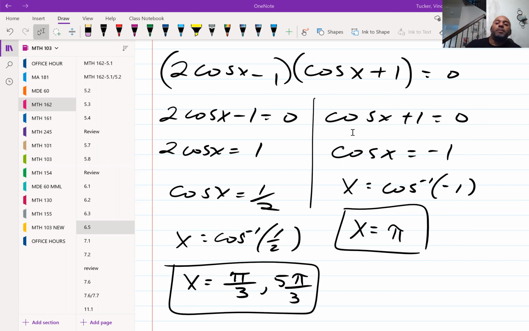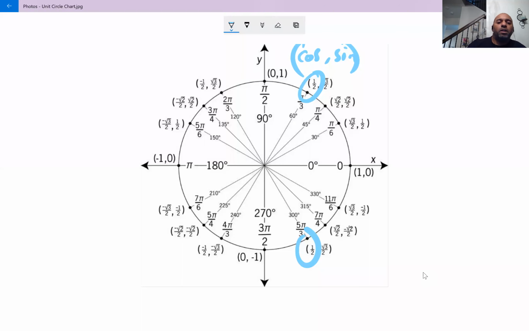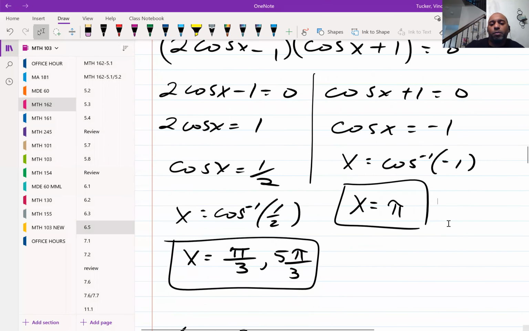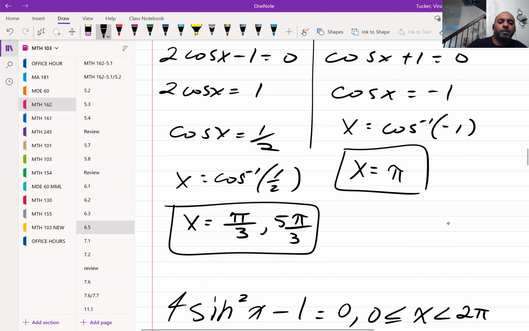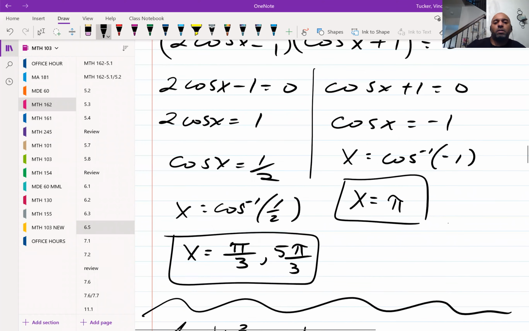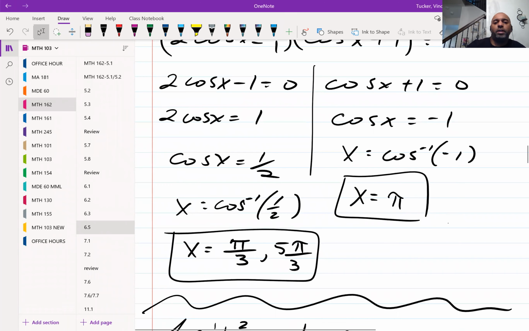And then for the next one over here, solve for x again. Subtract 1 from both sides, then apply cosine inverse to both sides. And we want to know when is cosine -1. So cosine inverse of -1. If you go back to your unit circle, cosine being -1 is right here at pi. It's the only place that occurs. And so that's why x is equal to pi. All right. Those are our 3 answers.